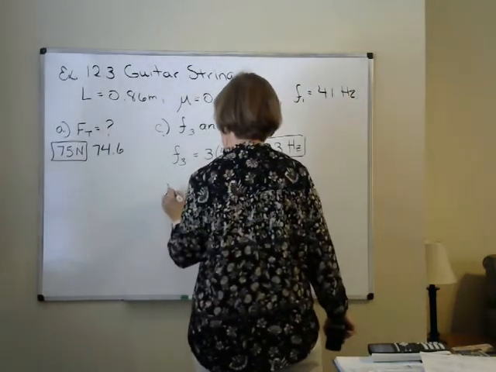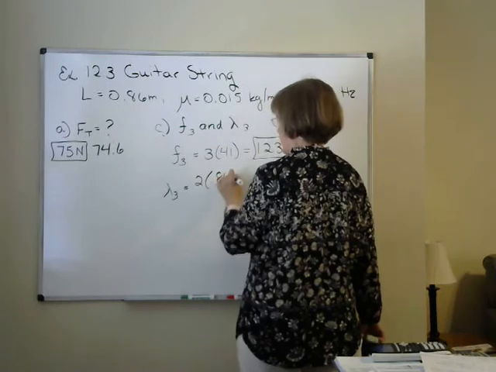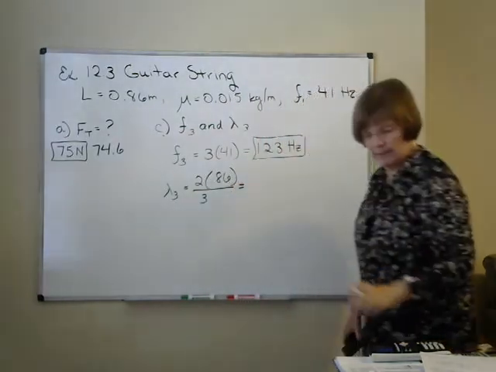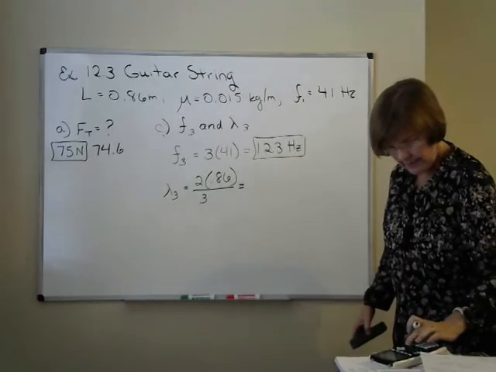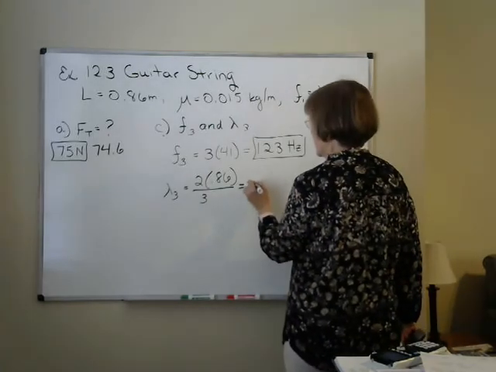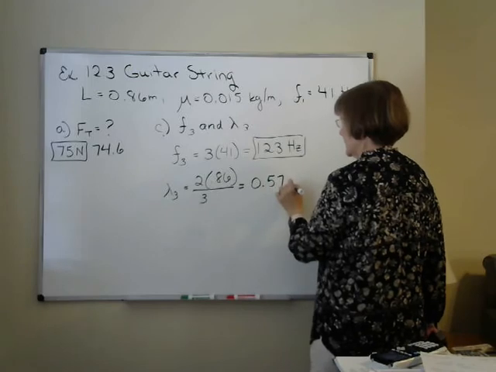Lambda 3 is 2L divided by 3. So it's going to be 2 times 0.86 divided by 3. Here we really do only have 2 significant digits, so it's going to be about 0.57 meters.